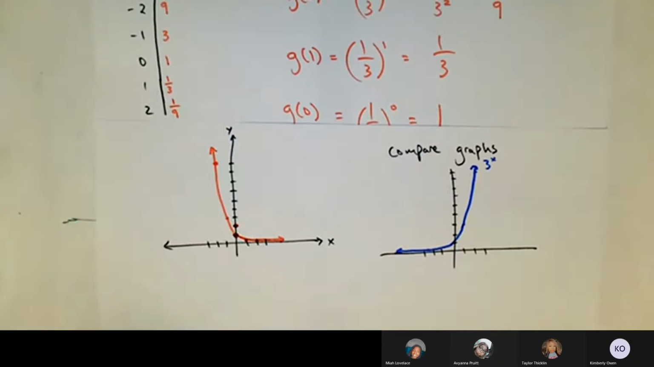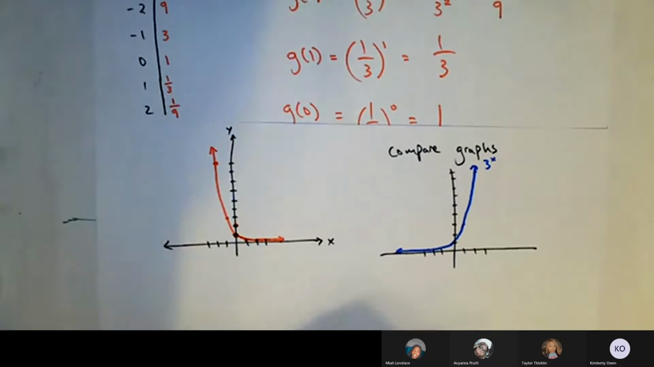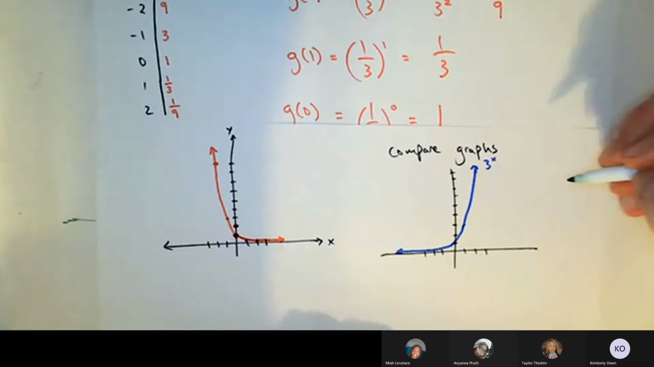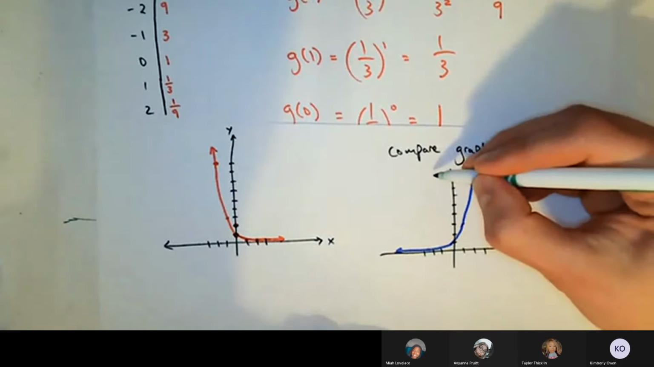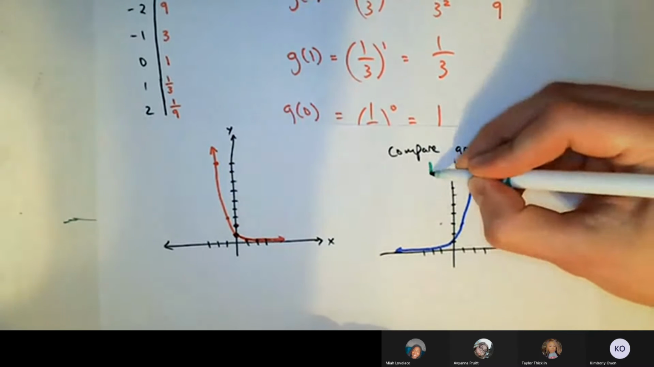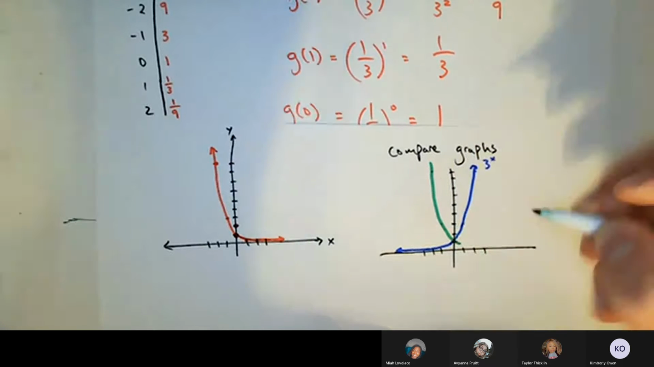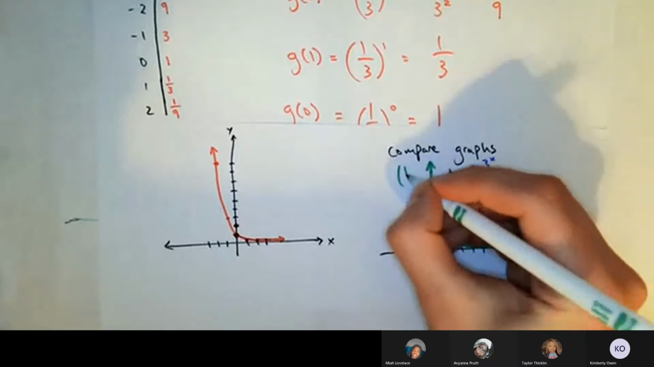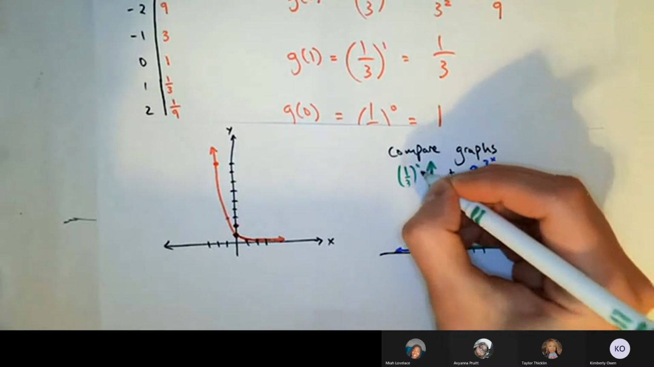And then the second one, which I'll do in green, was 1 over 3 to the x. Let's see, so all the way up here at -2 and right here. Very nice symmetry happening here. So this is 1 over 3 to the x.